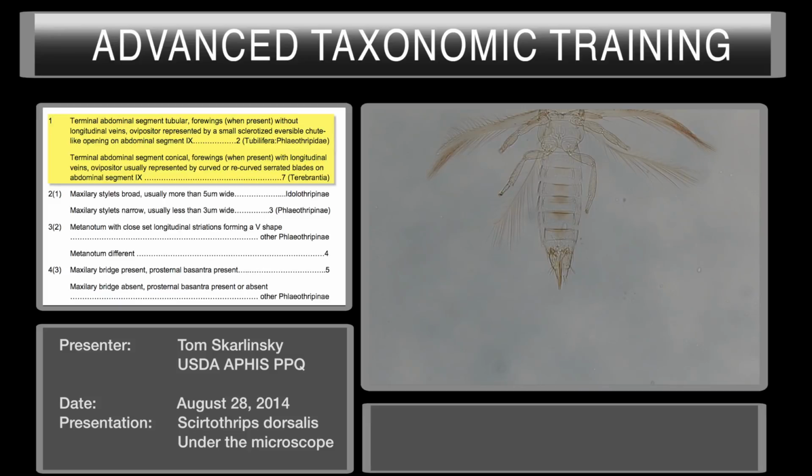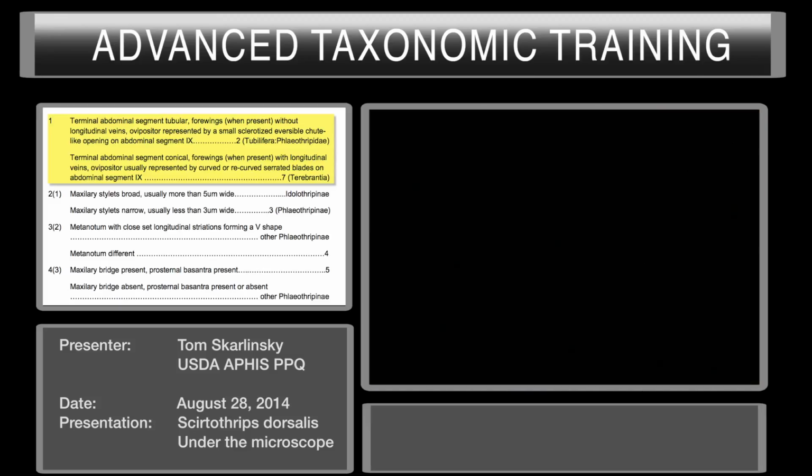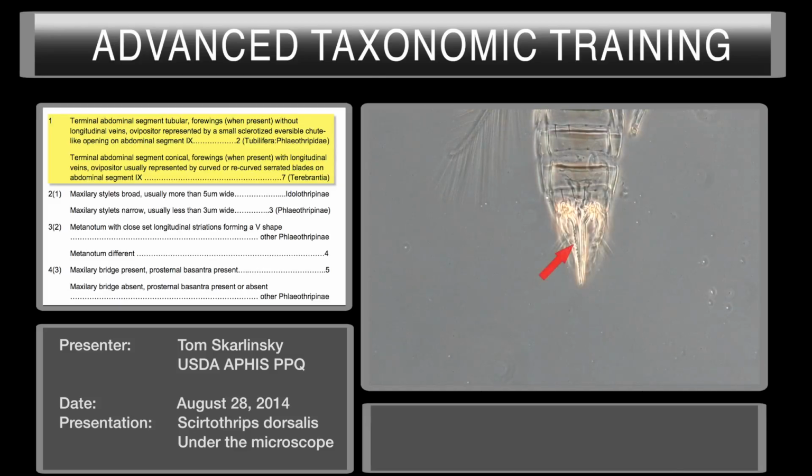Let's take a look at our ovipositor. It's pretty obvious there. It's right in this area. It's a nice long ovipositor. Okay, our ovipositor is right here. Got nice serrations.